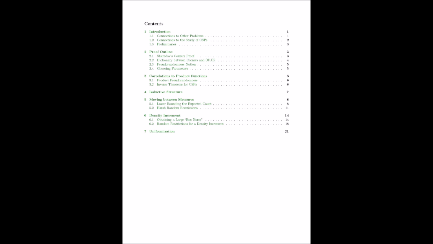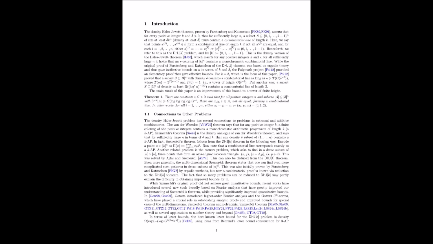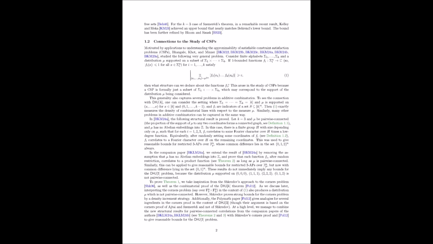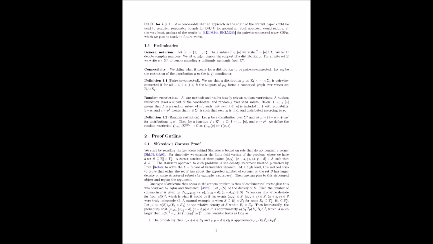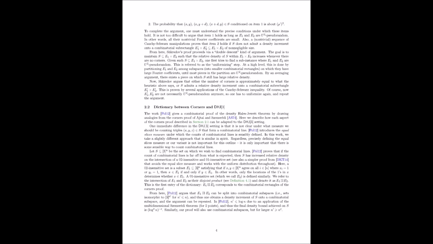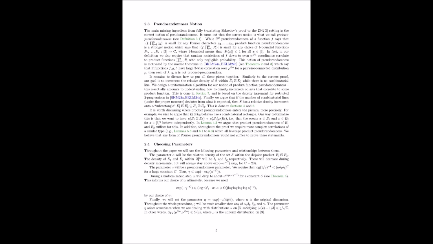Exactly. Product pseudorandomness takes this further. It checks for correlations with products of those simple patterns. So it's like checking for randomness on a whole other level, a much more sophisticated test. Precisely. And it's this extra level of scrutiny that unlocks those improved bounds for DHJ3. It allows them to see deeper into the structure of those sets. Exactly. They can spot subtle patterns and relationships that were previously hidden, which is key to their whole strategy.